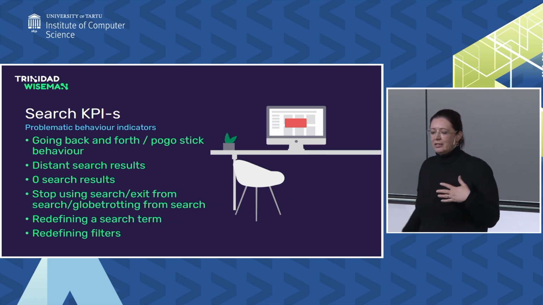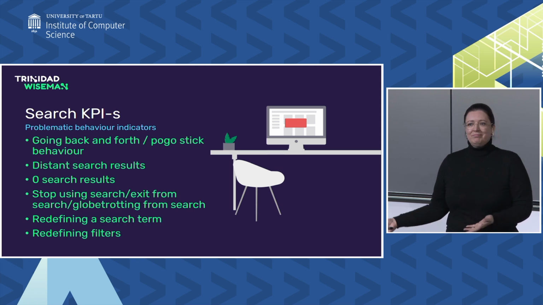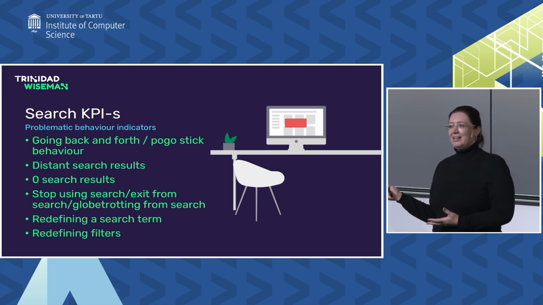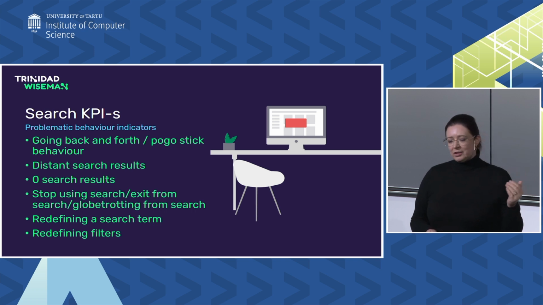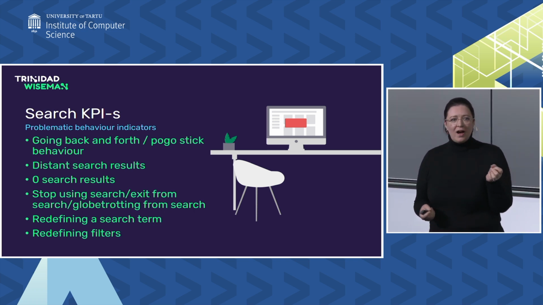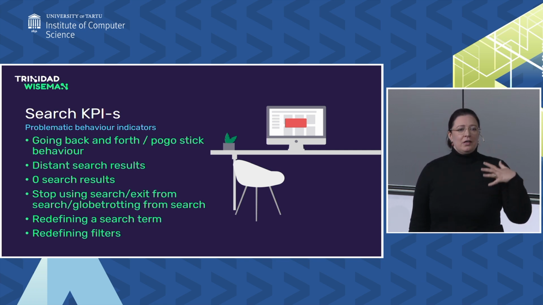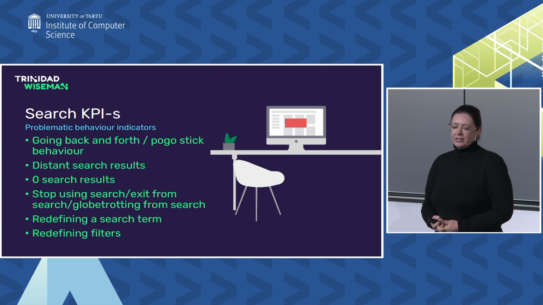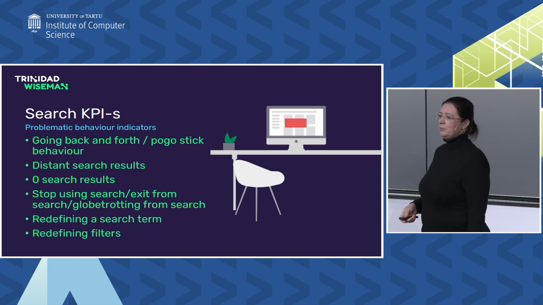Search: going back and forth, distant search results like the third or fourth page loads, all show that, okay, I didn't find what I was looking for. Zero search results is a super big problem. When we started to measure, we saw web pages where 40% of the sessions had at least once this zero search results. So why can't we stop it from happening? And people stop using the search. They go to menus, like footer menus and so on. So basically they give up on search. Redefining search terms many times is also an activity where people try to find a way to reach the content they are looking for, and redefining filters as well if you provide them.